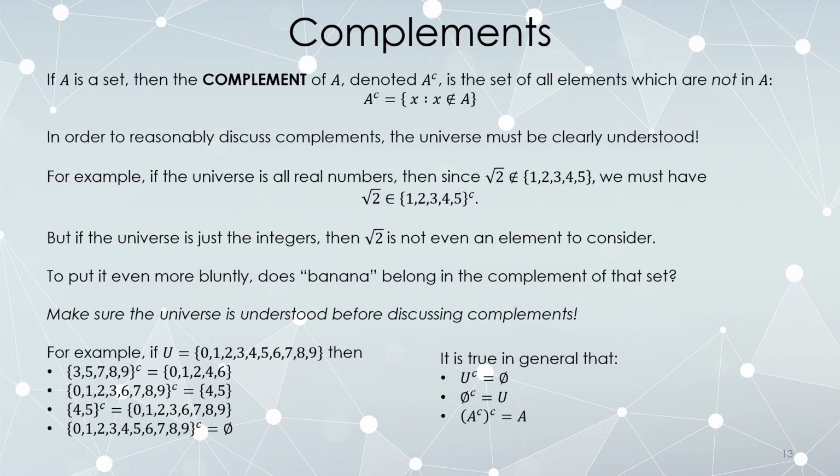In general, the complement of a complement is the set itself. Okay, what are the things that are not in a complement? What are the elements that are not in A? By double negation, those are the elements of A.